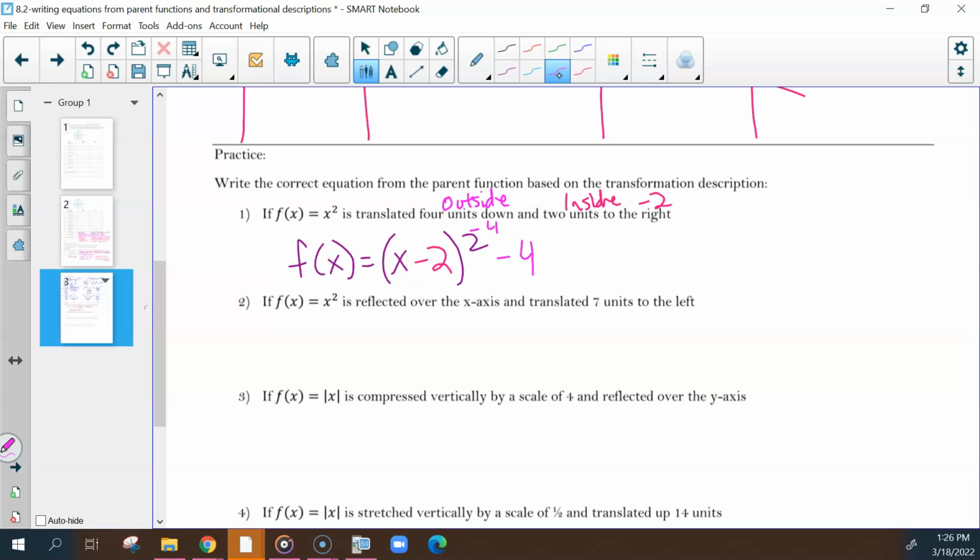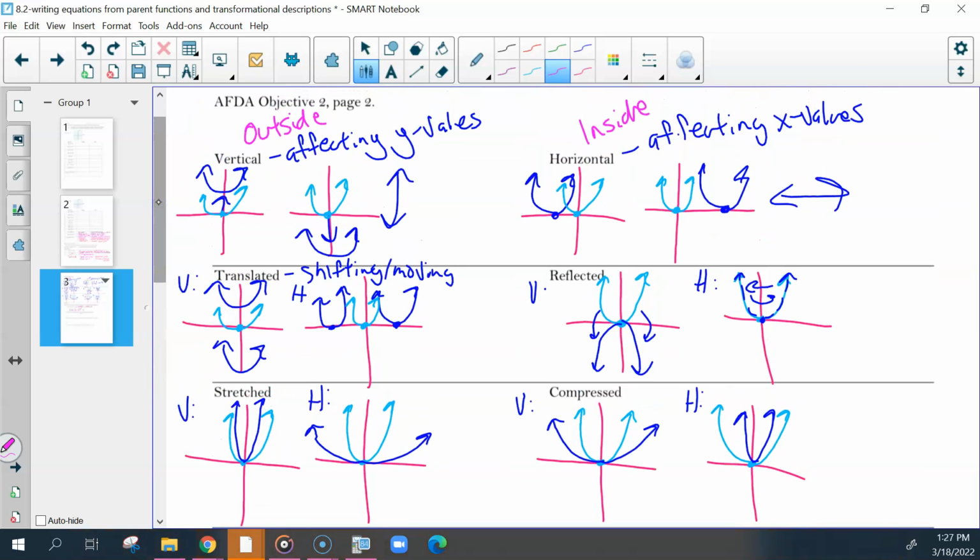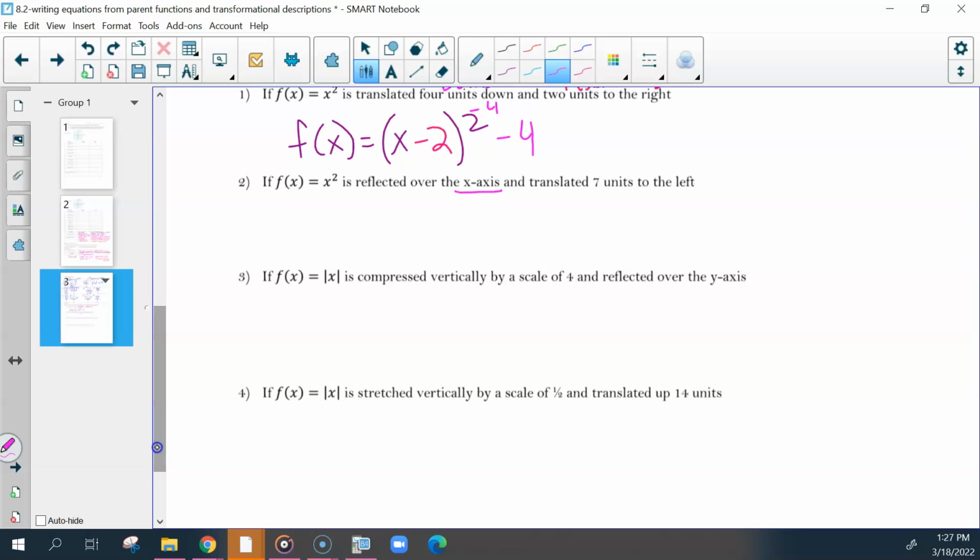We have if f of x is x squared, it's reflected over the x-axis. So even though we said that the vertical affects the y values, and the horizontal affects the x values, think about what happens. Which one reflects over the x-axis? So let's go back to our pictures. We reflect over the x-axis. That means we're doing this. And that would be a vertical reflection. So that would be outside.